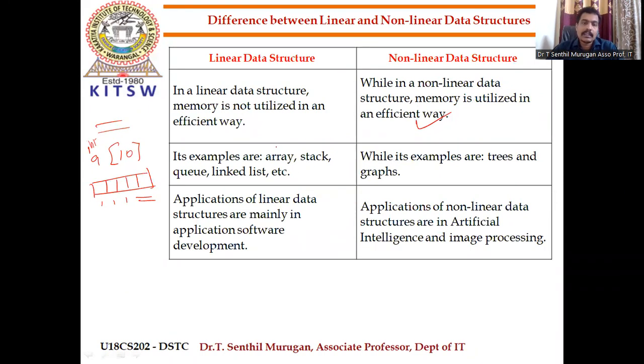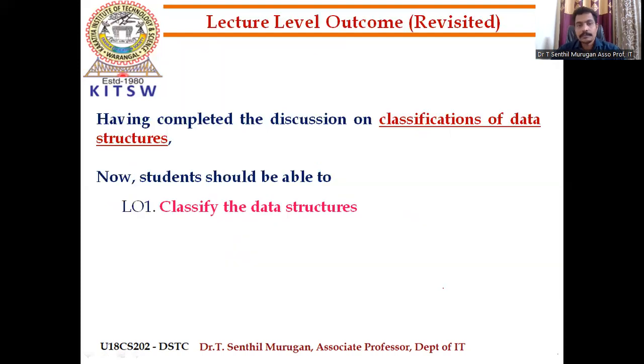Okay. So examples here: array, stack, queue, linked list. These are the linear data structures. Trees and graphs are considered non-linear data structures. Okay. So applications of linear data structures are used in application software development. For example, stack and queue applications. Those are the applications of linear data structures. Non-linear data structures are mainly used for artificial intelligence and image processing. For example, Google Map works based on graphs. Okay. So these are the non-linear data structures we can say.